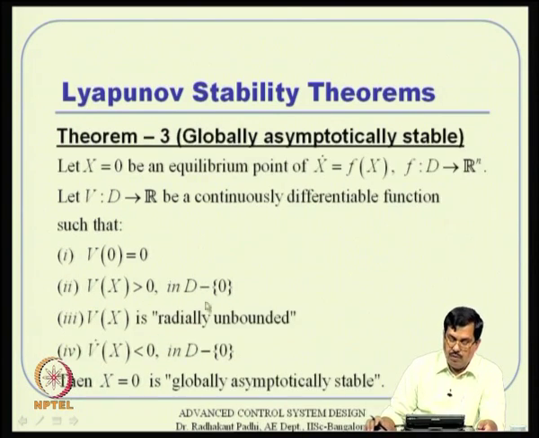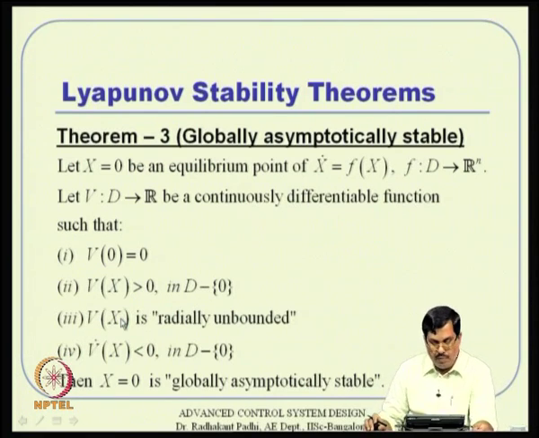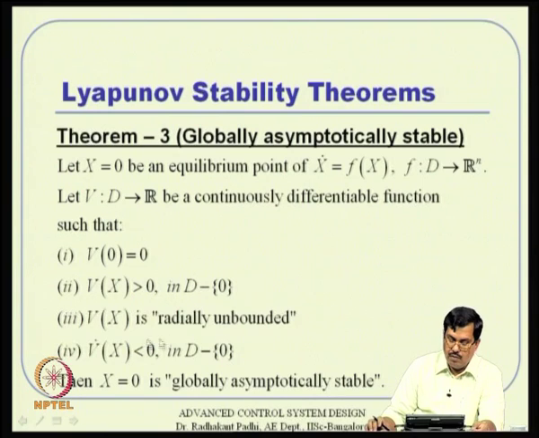And if you want global behavior, then in addition to all those conditions, we have one more condition, which is that V of x, the Lyapunov function, needs to be radially unbounded as well. That is, as x goes further and further away from the origin in all directions, V of x has to keep on increasing. Now, V of x needs to be radially unbounded; only then can you talk about global asymptotically stable behavior.